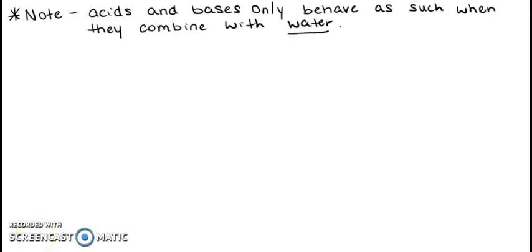Now that we have a better understanding of what pH is, let's talk about acids and bases. So first, a quick note. Acids and bases only behave as such when they combine with water. If we had a powdered version or a dry version, we wouldn't get the same effects. So when we're talking about acids and bases, we're talking about them being dissolved in water. So acids have a pH of less than 7.